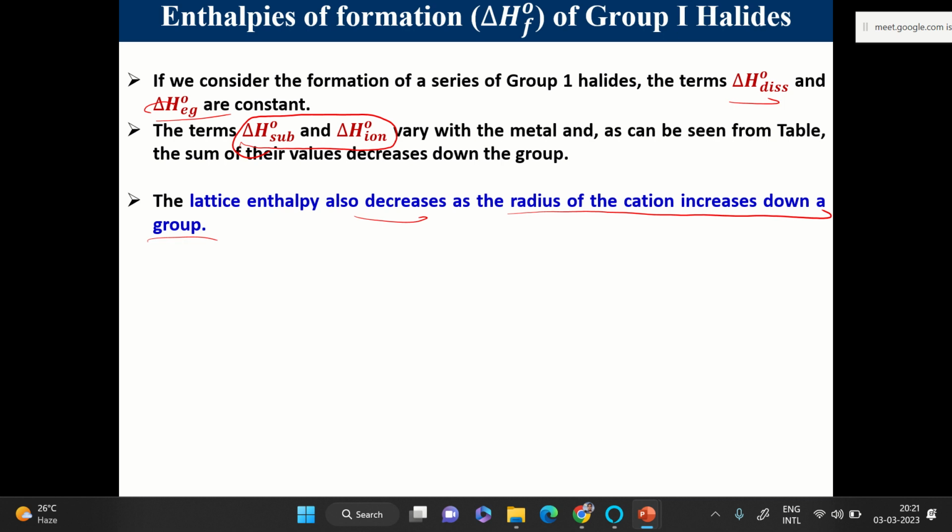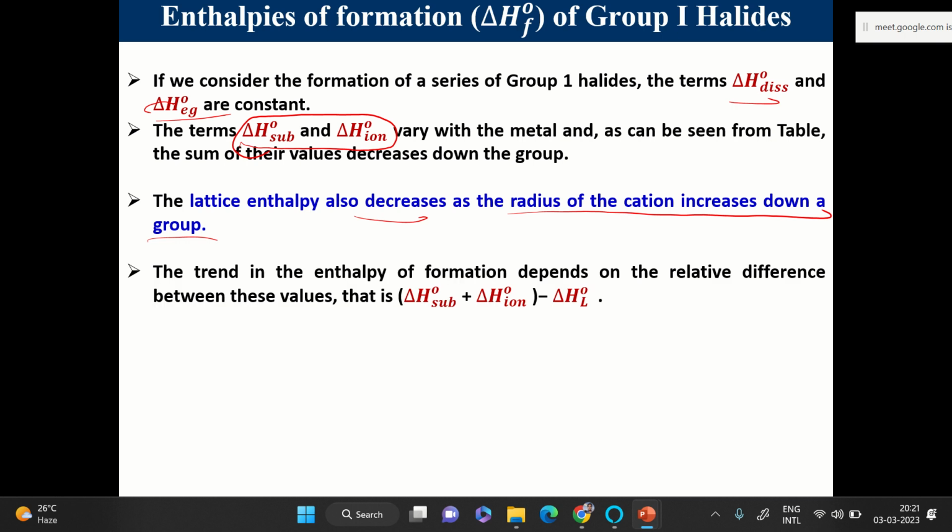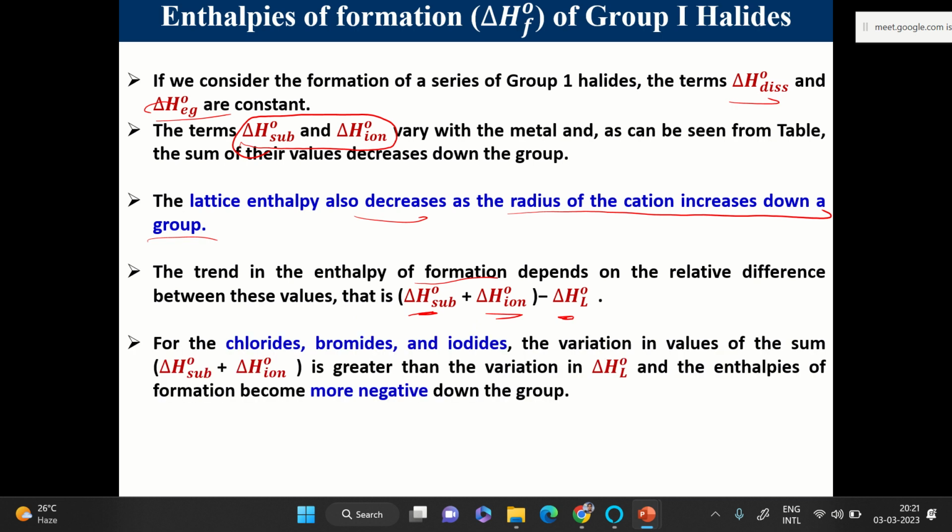Because of the increasing size, the electrostatic interactions become weaker. So what are the factors that control the overall thing? We can look at it this way. The enthalpy of formation depends on the relative difference between these values, that is sublimation enthalpy plus ionization enthalpy minus lattice enthalpy.